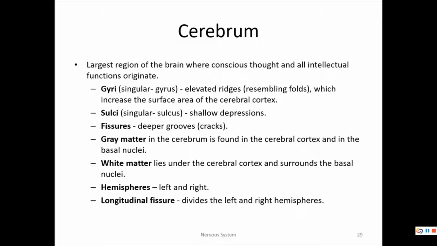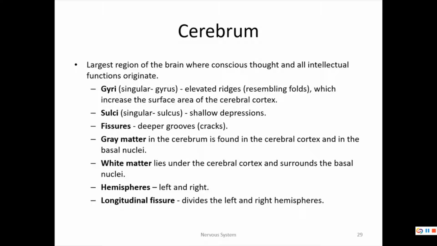We're going to talk about cerebral cortex as that thin layer of gray matter on the outside of the brain. The sulci are shallow depressions. And then there's also very deep grooves. You can think of them as cracks in the brain called fissures. And then we're going to see the gray and white matter are very different in the brain. Now remember, the gray matter of the spinal cord is internal, but gray matter here is found in the outer cerebral cortex and then deep in the brain in what's called basal nuclei.